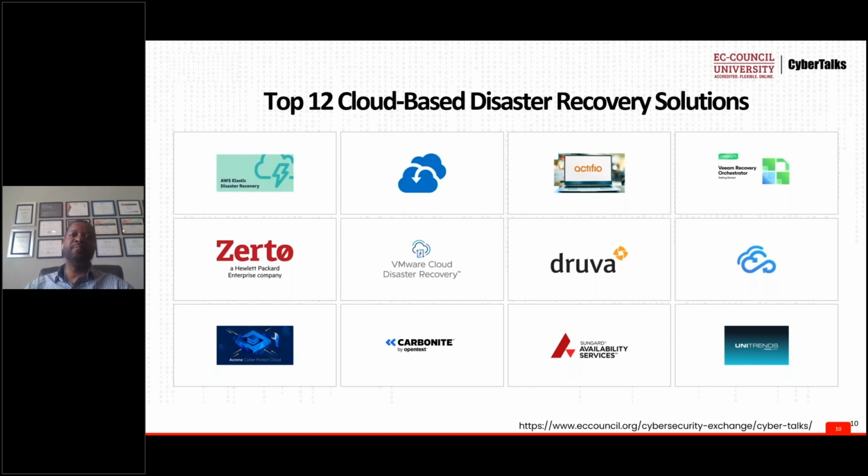We also have VMware Cloud Disaster Recovery. This is a strong option for virtualized environments. Now, this solution simplifies cloud DR for VM customers with deep platform integration and ransomware recovery.